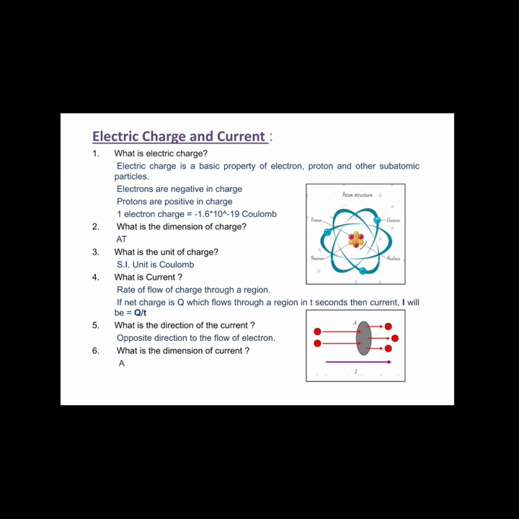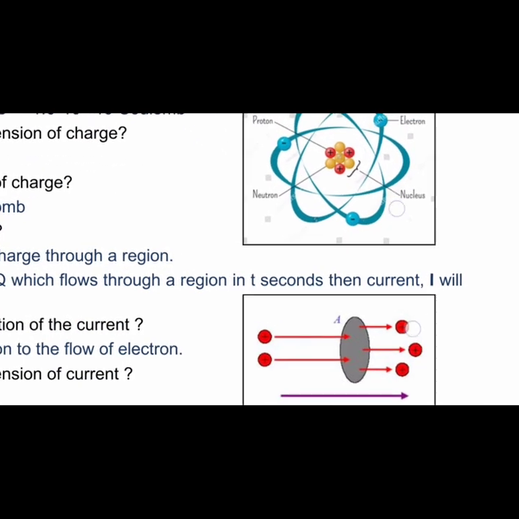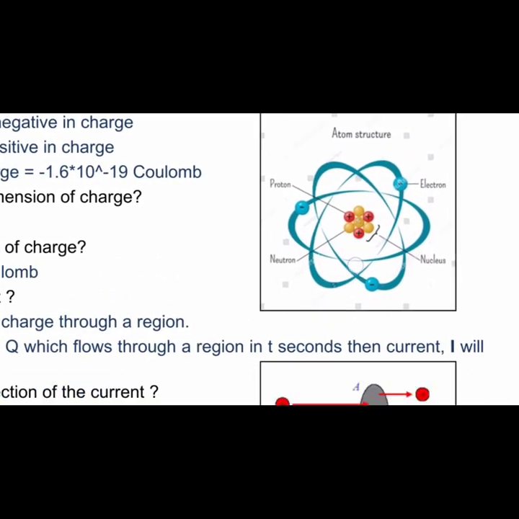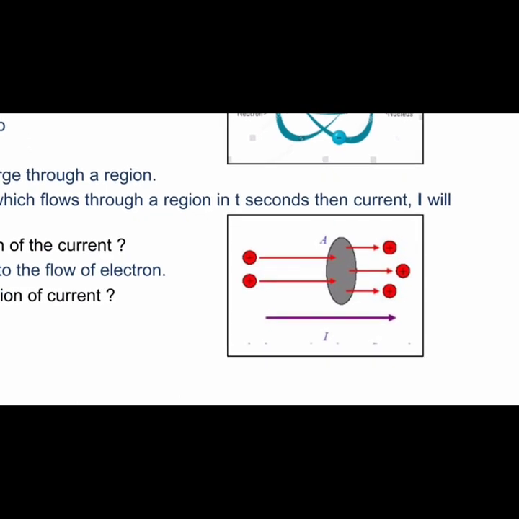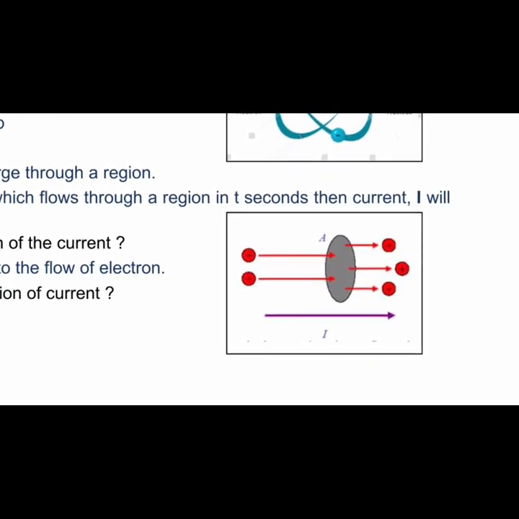What is the dimension of the charge? Dimension of the charge is AT and the SI unit of the charge is coulomb. What is current? Rate of flow of charge through a region. If the net charge is Q, which flows through a region in time t seconds, the current I will be Q by T. Look, here A is a region. Now charges are flowing through this region in time t second. Then current I will be Q by T.